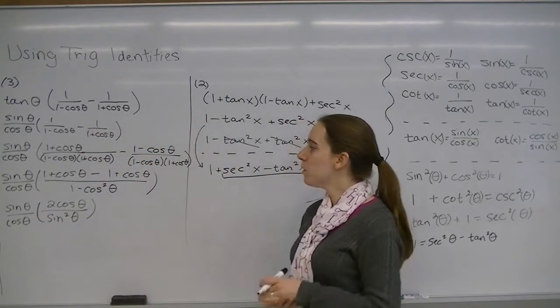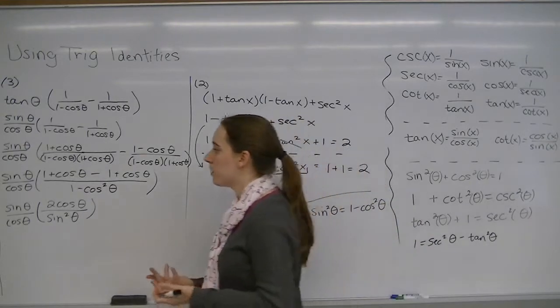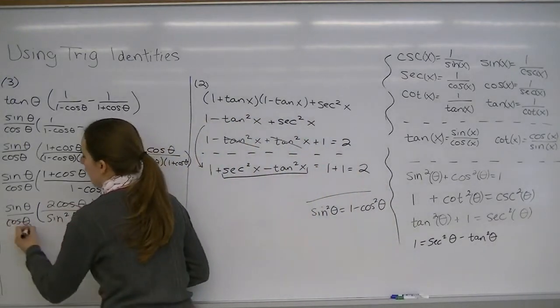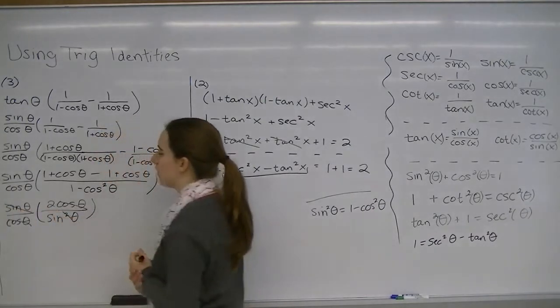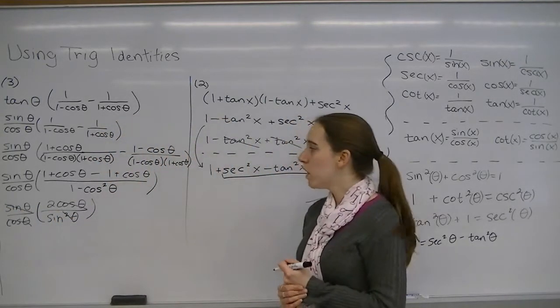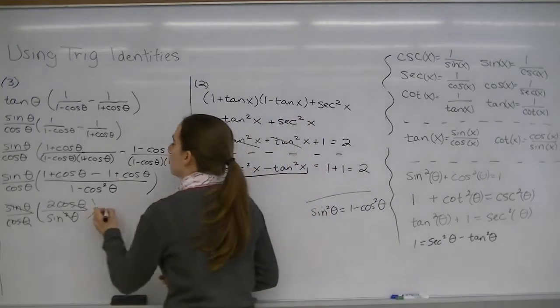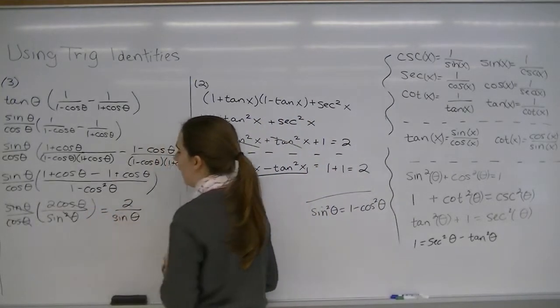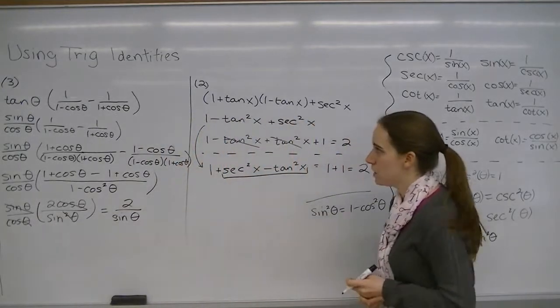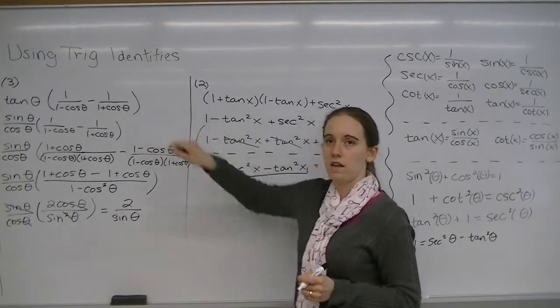Now maybe that wouldn't always help, but in this case, notice that it does, because I have a cosine on top and a cosine on the bottom, and I have a sine on top and 2 factors of sine on the bottom. So one of those will cancel, so what I'm left with is 2 over sine of theta, which is much, much simpler than what we started with.